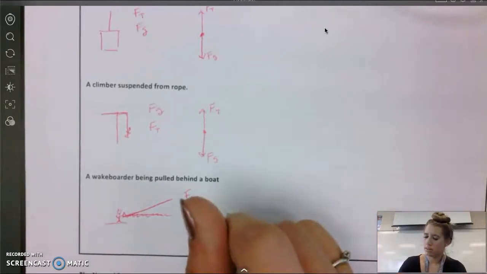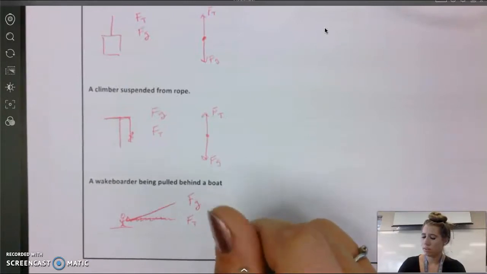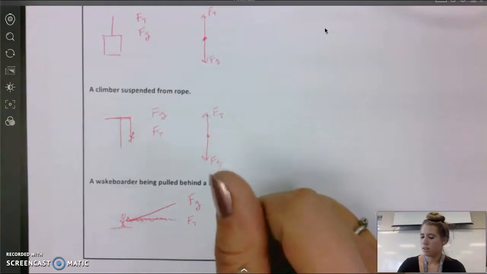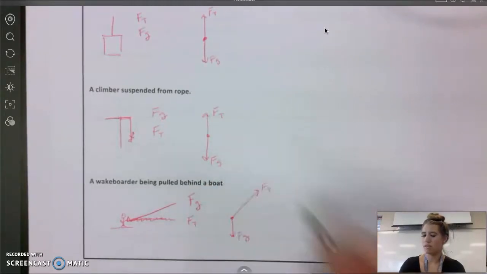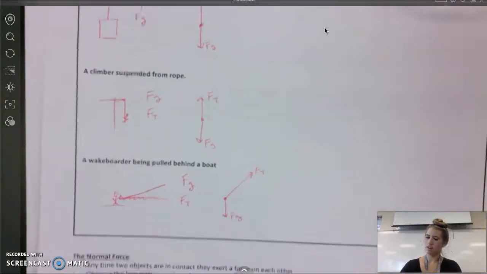So we would have force due to gravity, and then we have tension that's coming up at an angle there. So force due to tension. All right.